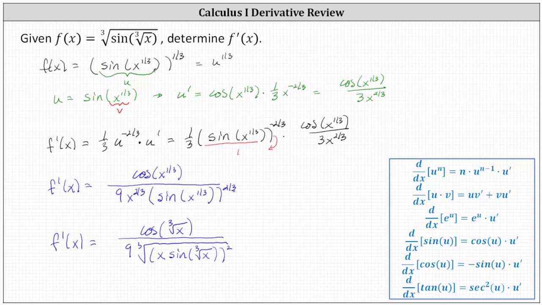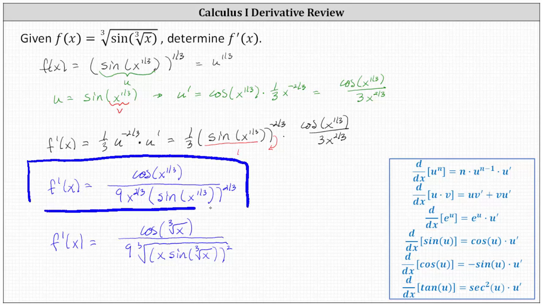Notice the exponents of 2/3 resulted in the cube root and the radicand being squared. So again, either of these two forms would be correct. I hope you found this helpful.